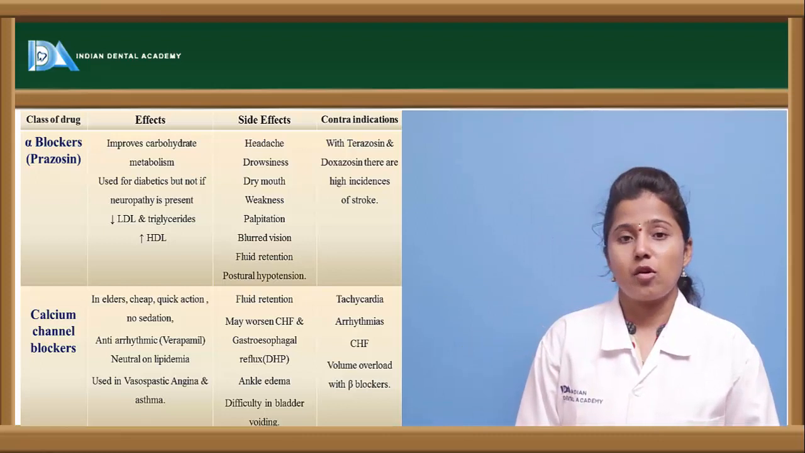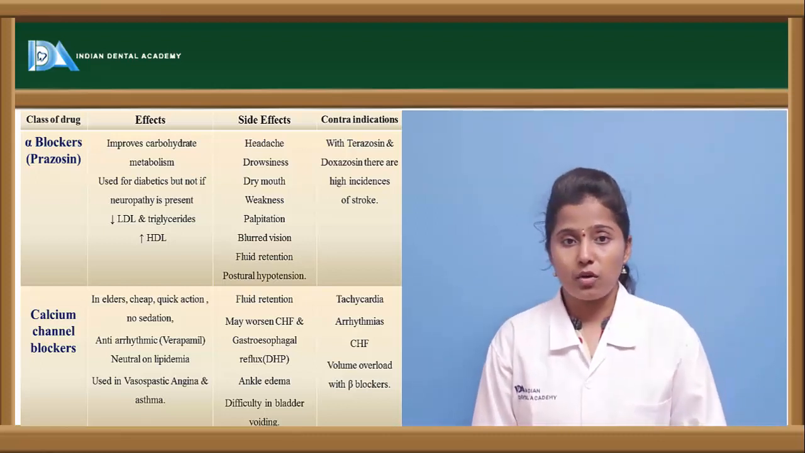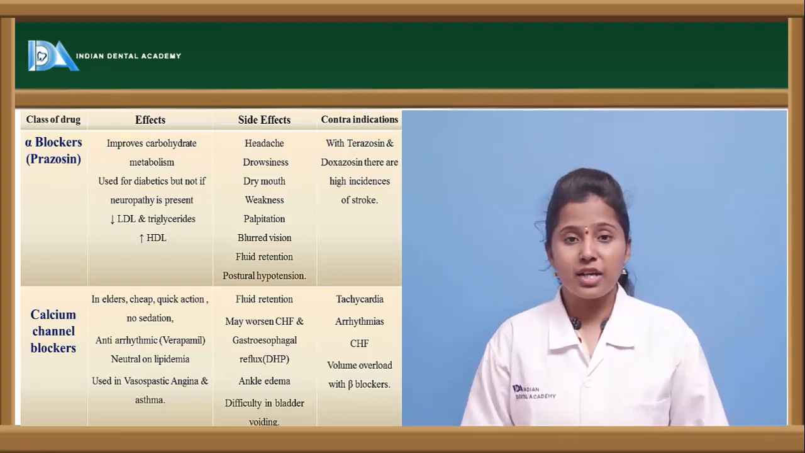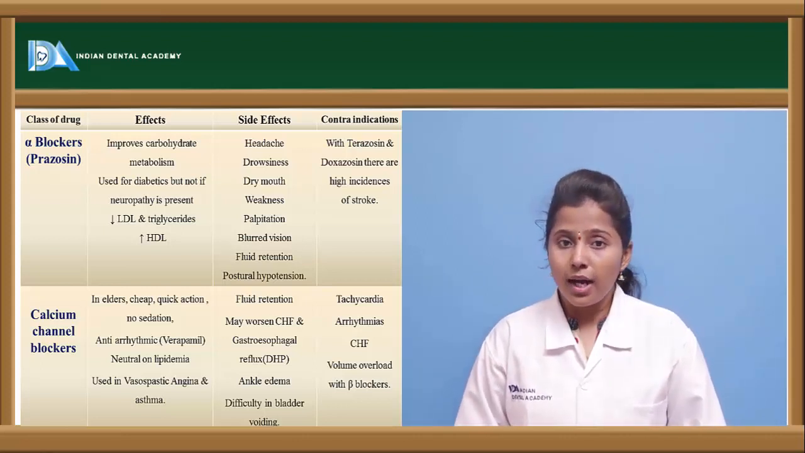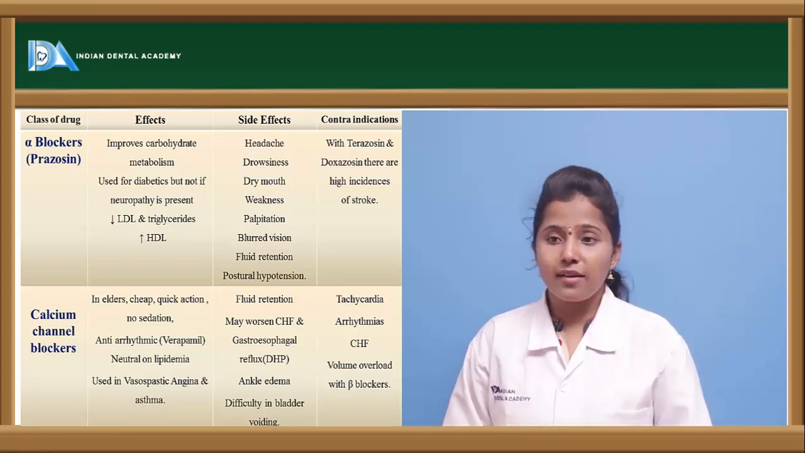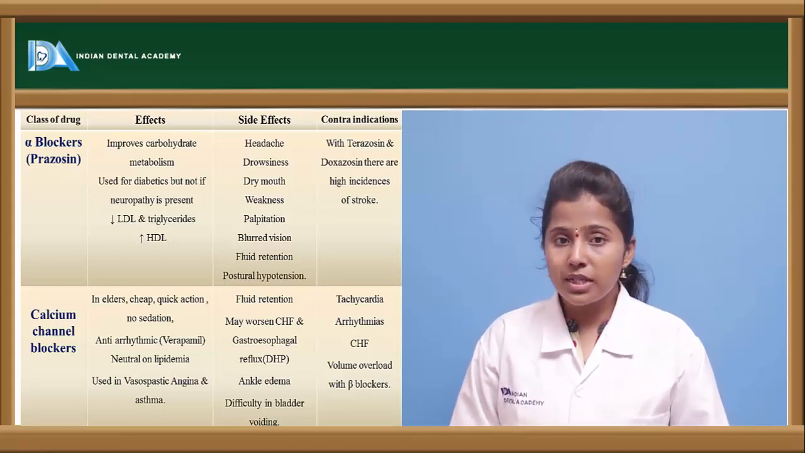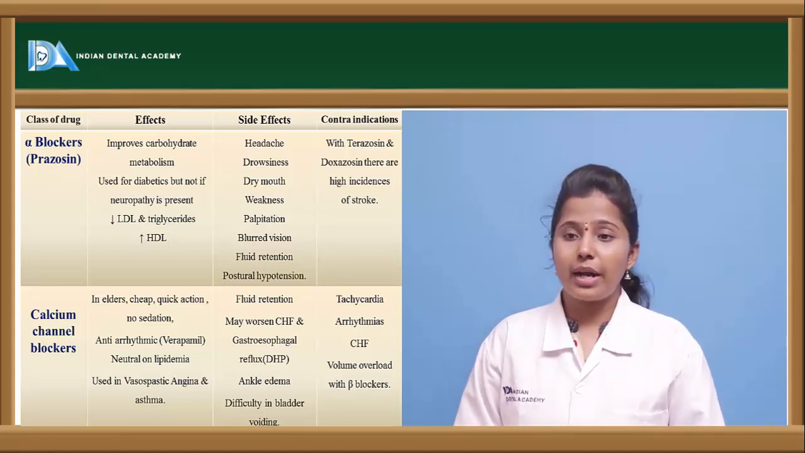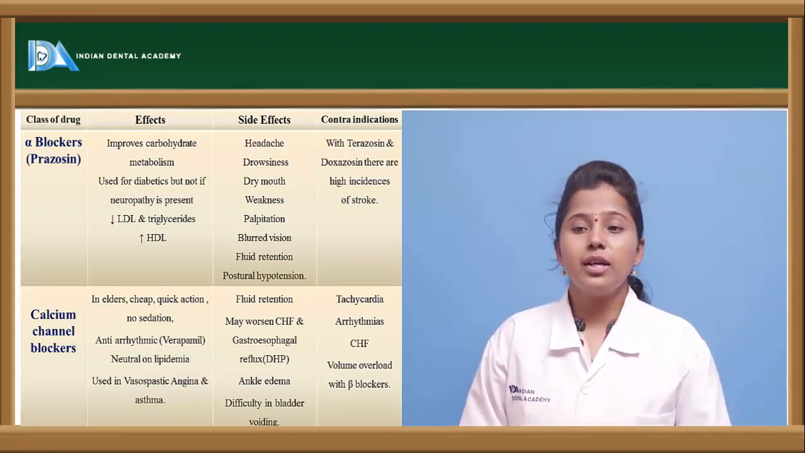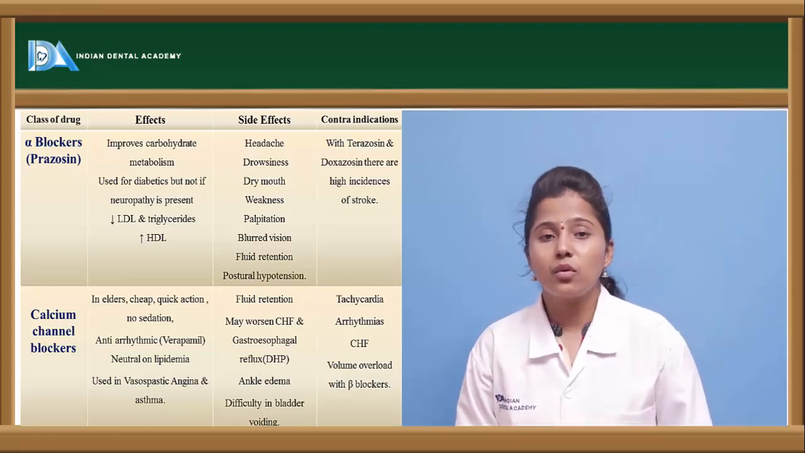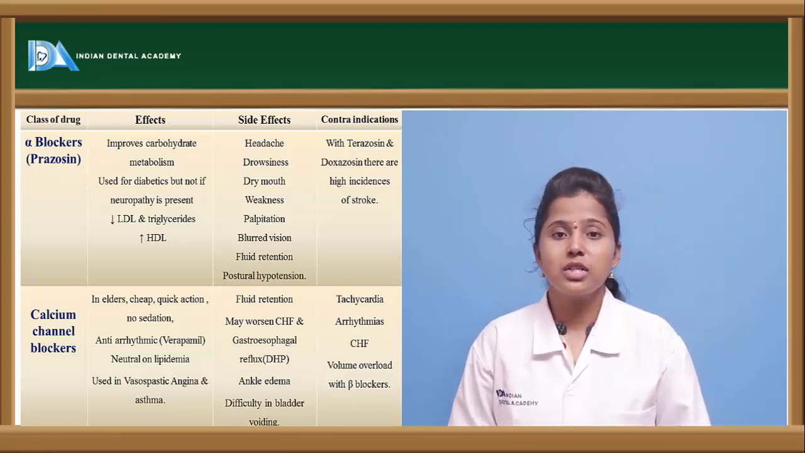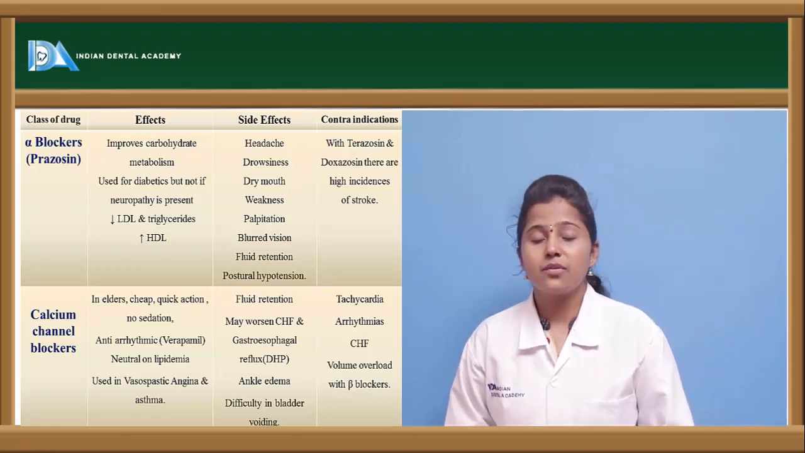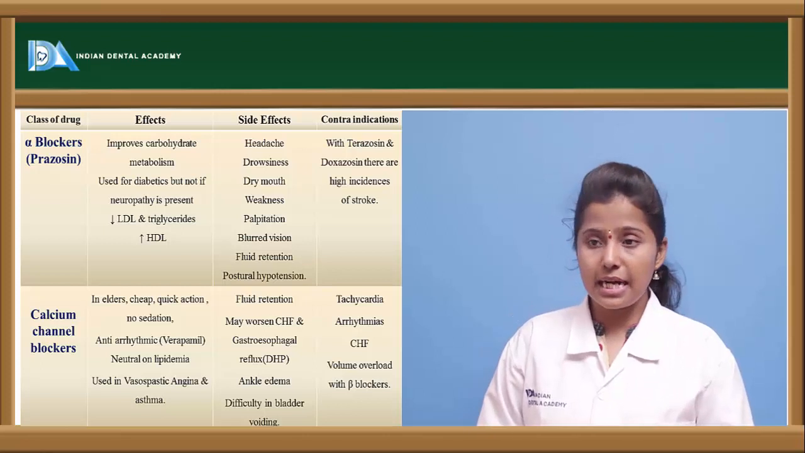And calcium channel blockers. Let us see the uses of calcium channel blockers. Calcium channel blockers are used in arrhythmia, hypertension, angina and various other cardiovascular disorders. And they produce effects like no sedation in elderly patients, an anti-arrhythmic effect because of verapamil, and they act neutrally on lipidemia. There won't be any fluctuations in the lipid profile when calcium channel blockers are used, and they are used in vasospastic angina as well as asthma.